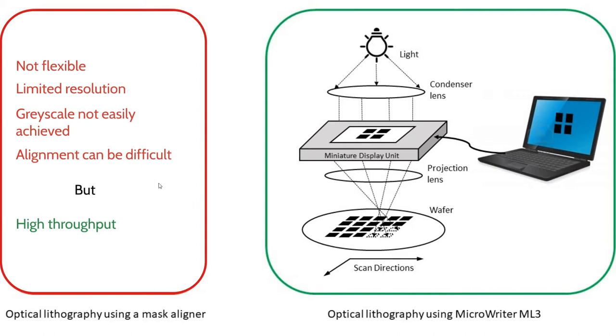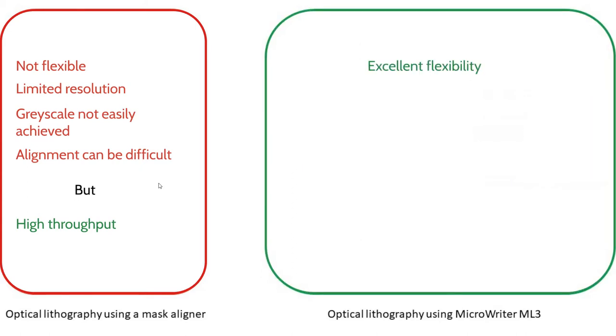Direct write lithography tools overcome these issues by holding the mask in software. The mask is designed with a layout editor software, such as AutoCAD, and the pattern is sent directly from the computer to the miniature display unit that projects the design file onto the substrate. The flexibility is excellent. The design file can be modified in minutes, and the new exposure can be launched straight away without having to pay for expensive masks or wait for the mask to be manufactured.